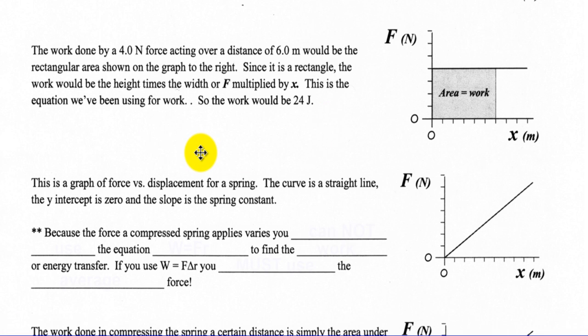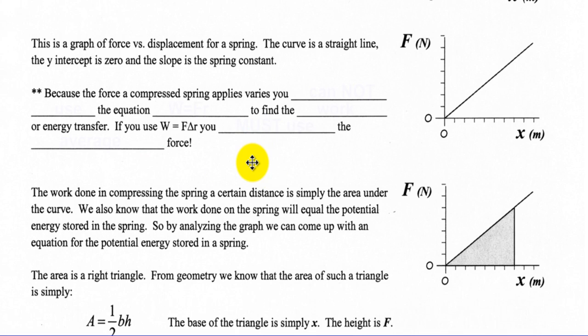The work done by a 4 Newton force acting over a distance of 6 meters would be the rectangular area shown on the graph to the right. Since it's a rectangle, the work would be height times width, so F times x, right? So 6 times 4 equals 24. So you know that there was 24 joules of work done.